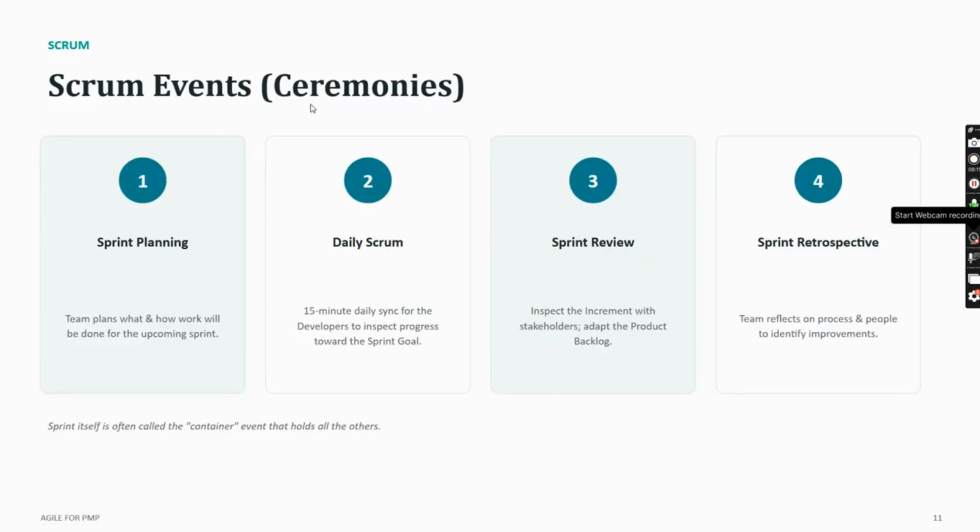Then come Scrum events and ceremonies. As I told previously, we have seen sprint planning, where the team plans what and how the work will be done for the upcoming sprint. Daily Scrum is a 15-minute daily sync for the developers to inspect progress towards the sprint goal. Sprint review meeting is nothing but inspecting the increment with stakeholders and adapting the product backlog, and then sprint retrospective, where the team reflects on the process and people to identify improvements.